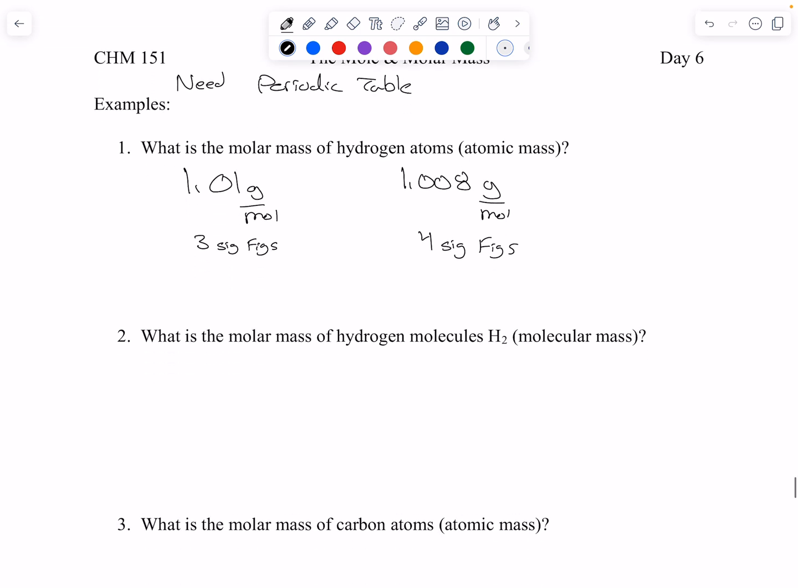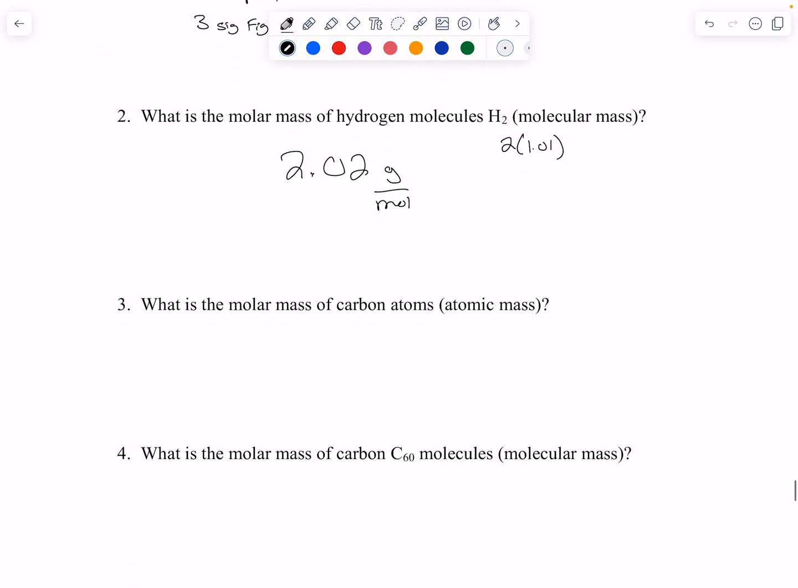What's the molar mass of hydrogen gas, H2? Well, it'd be 2 times this, right? 2.02 grams per mole. All right, H2, it's 2 times the 1.01. So far, so good. Molar mass of carbon, right on the periodic table. Carbon is 12.01 grams per mole.